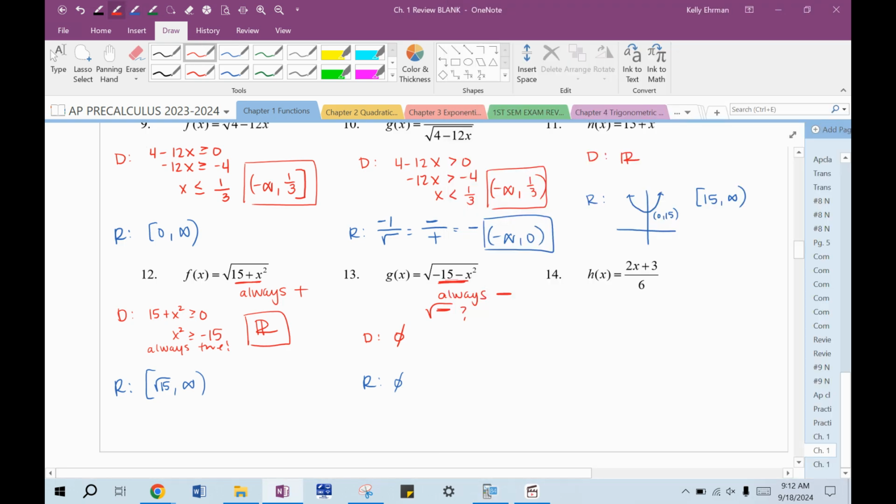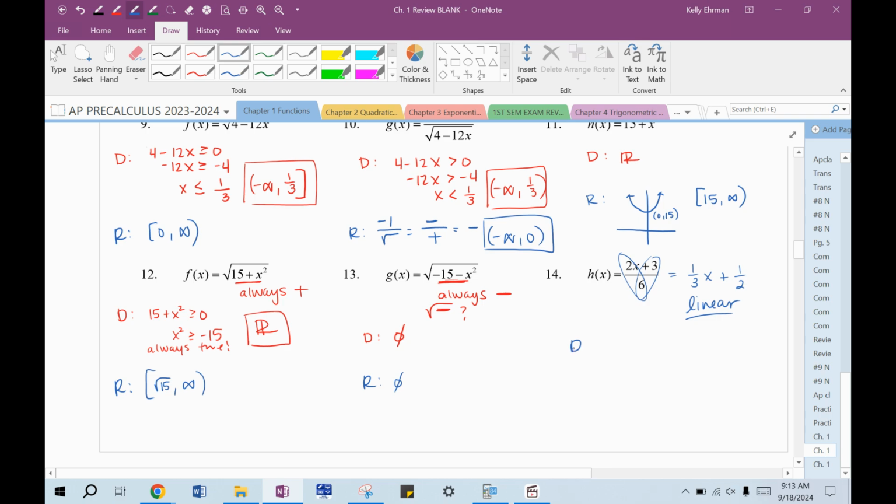Okay, and number 14, be on the lookout for these. I like to put them in the review, and also we've had this scenario in quizzes and tests. What type of function is h of x? Just because I see a fraction doesn't mean I blindly start going through this. Remember, dividing by just a number means you could do 2 over 6 is 1/3 x. 3 over 6 is 1/2 x. So this is a little easier to see in this form. This is just a linear function.